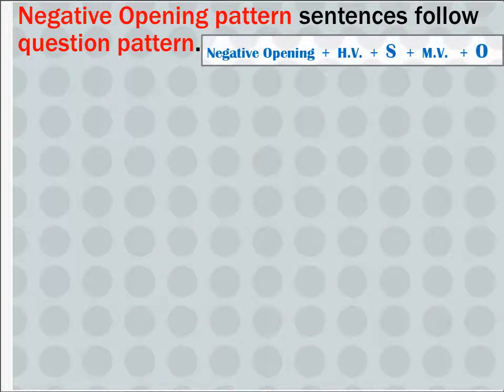Negative opening pattern sentences follow question pattern. Question pattern means that there is a negative opening, of course, as we said, at the start of a sentence. Then before the subject, a helping verb is to be used, and if the helping verb itself has a negative word with it, then of course we have to have a question pattern in the statement as it follows. Then after the subject is the main verb and then an object.